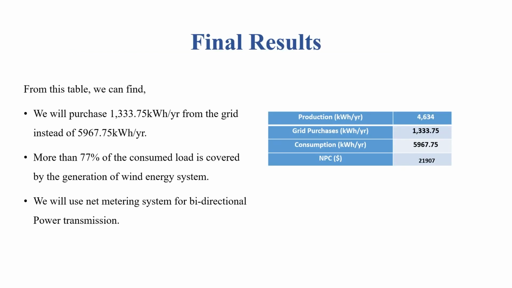This is our final result. From the table, we can find the consumption of our selected house is 5,967.75 kilowatt hour yearly, and our microgrid generates 4,634 kilowatt hour per year. As a result, we need to purchase the rest of the required power from the grid. So, to utilize the hybrid scheme, we have to use a net metering system because we have to use the electricity in a bidirectional way. This whole process will reduce a significant portion of electricity bills, which is around 77%.